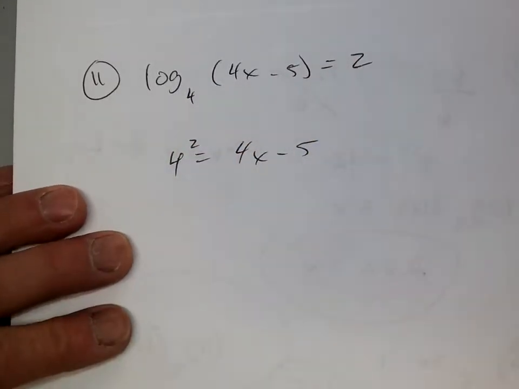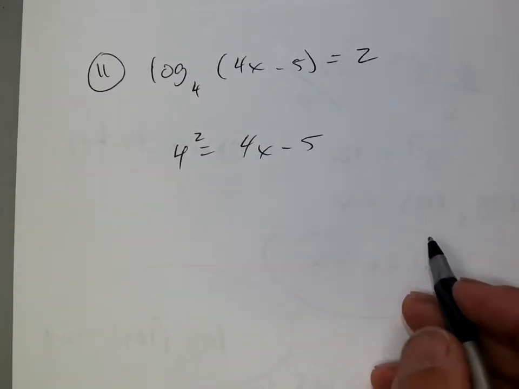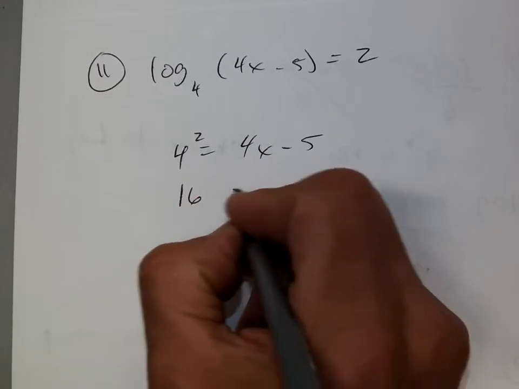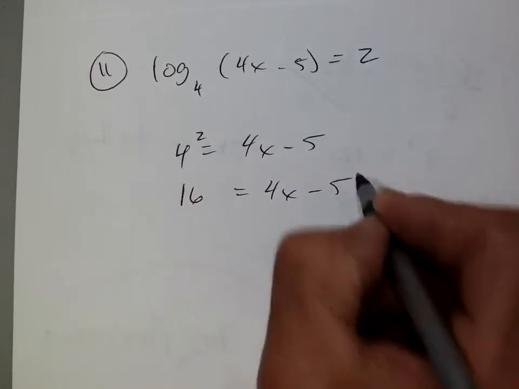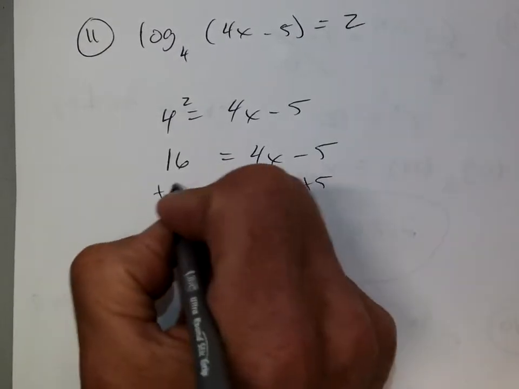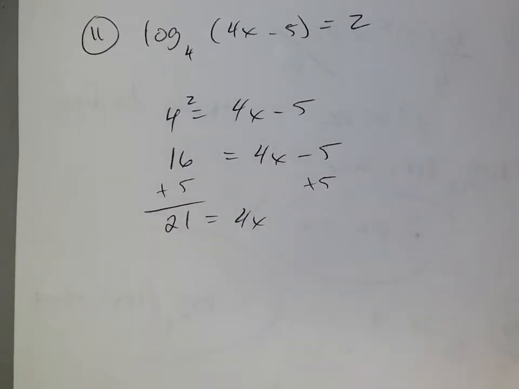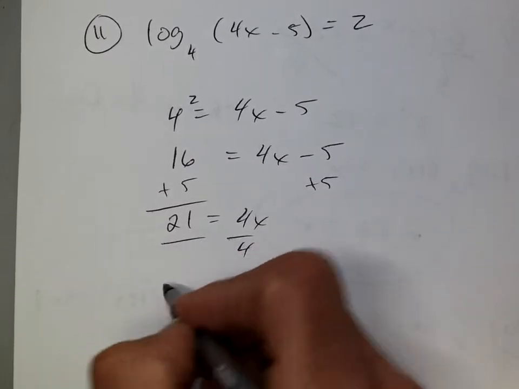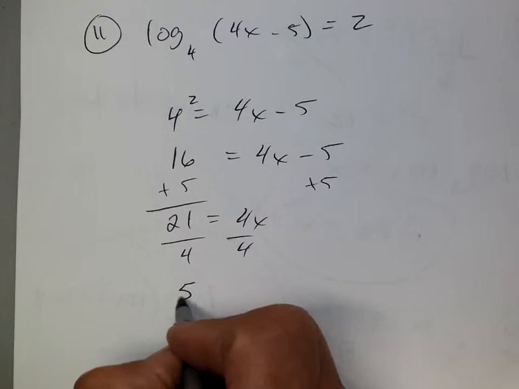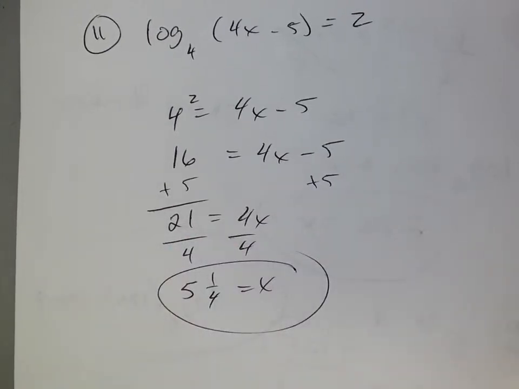Okay, how am I doing? Sure. And that's easy. 4 to the 2 is 16, right? Plus 5, plus 5. 21 equals 4x. Divide by 4. What's that? 5 1/4. I think so. Somebody can do fractions in this room. One person in this room can do fractions. Jeremy, definitely.